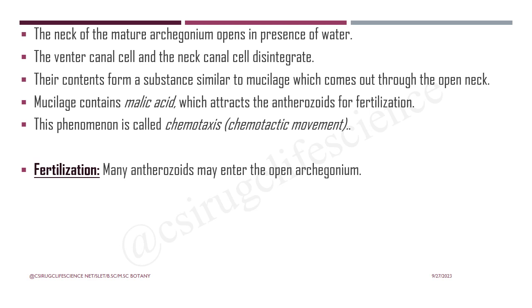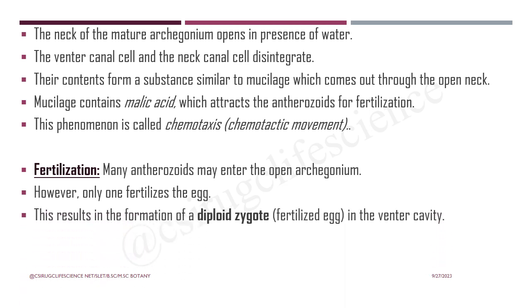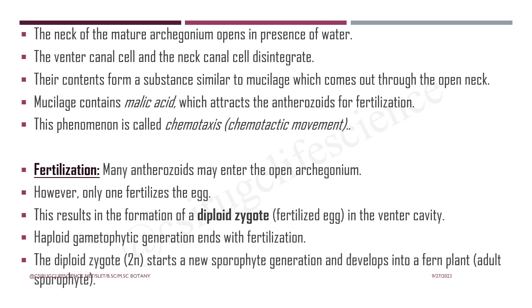Fertilization. Many antherozoids may enter the open archegonium. However, only one fertilizes the egg. This results in the formation of a diploid zygote in the venter cavity. The haploid gametophytic generation ends with fertilization. The diploid zygote starts a new sporophytic generation and develops into a fern plant.